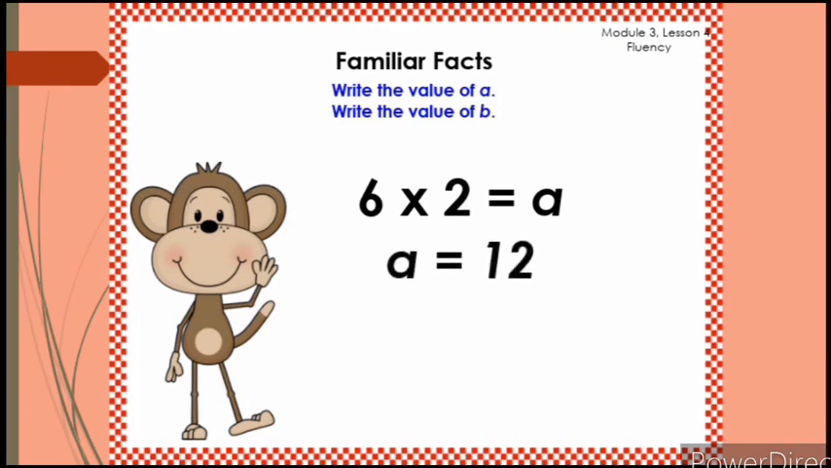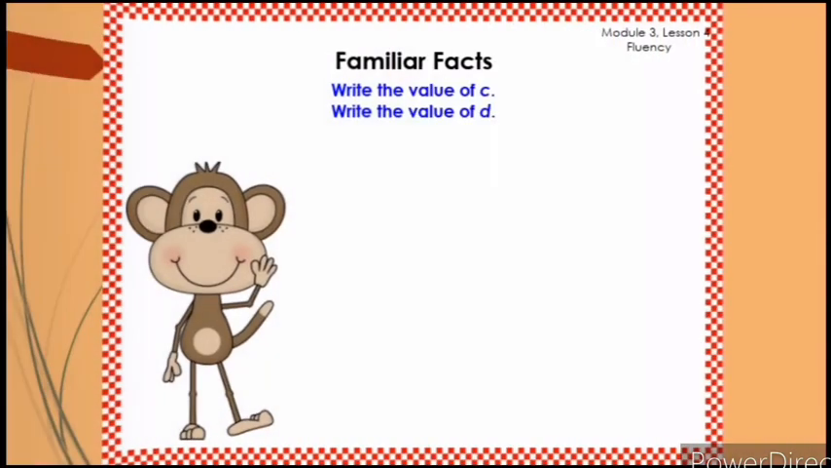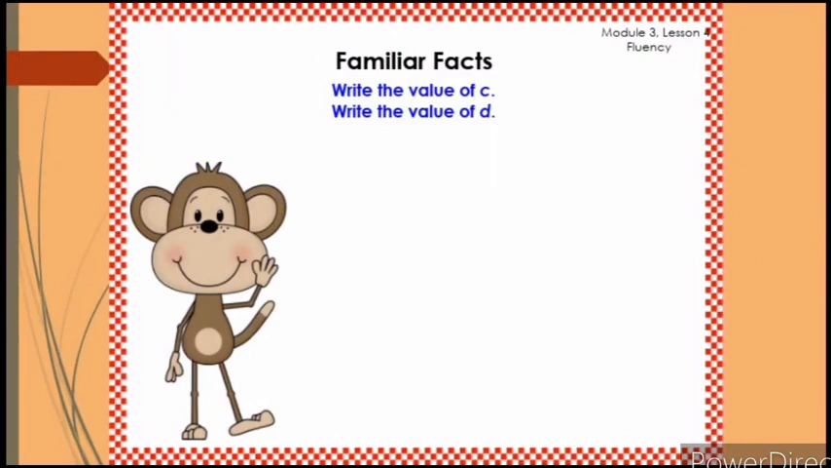12. A is 12. Let's look at a division sentence that we will use our knowledge of multiplication to answer. Therefore, 12 divided by 6 is equal to B. So what is the value of B? Yes, you are right, because I know you said 2. Let's look at other familiar facts.